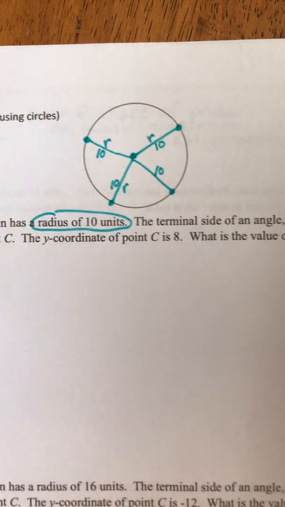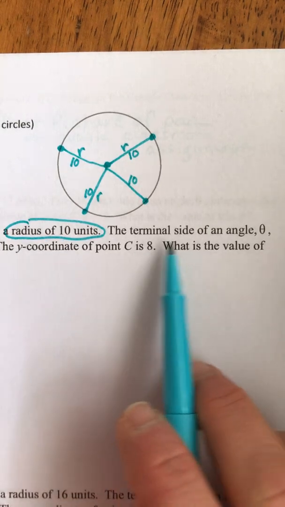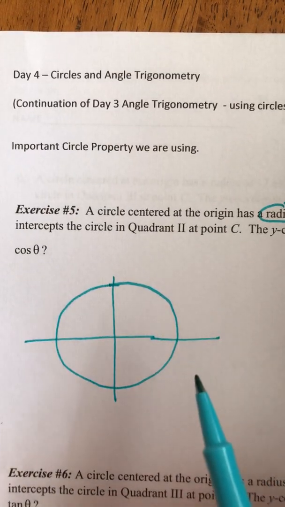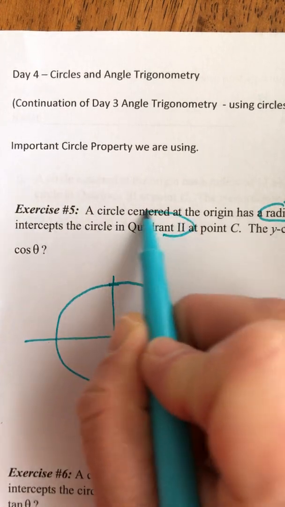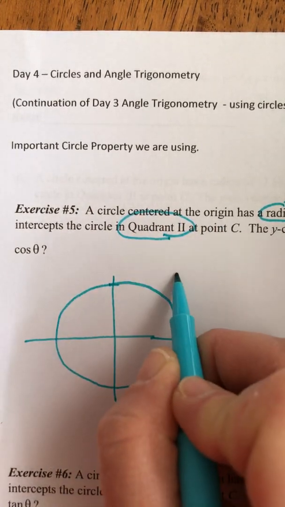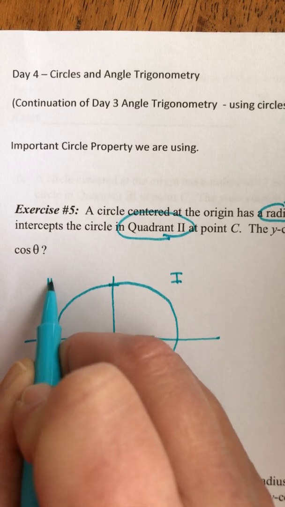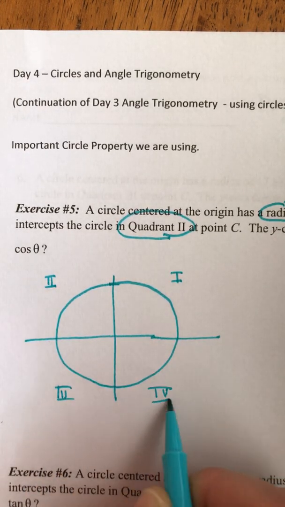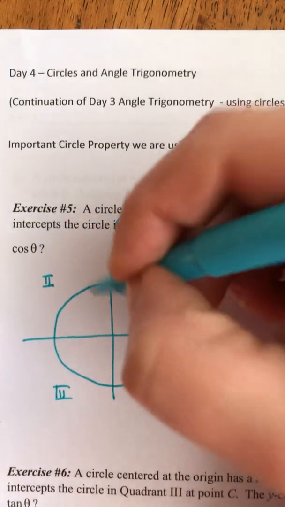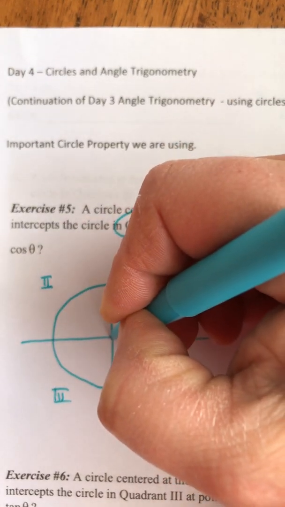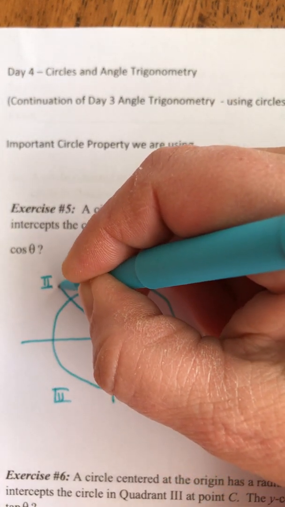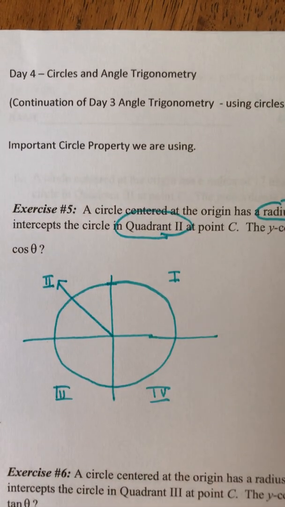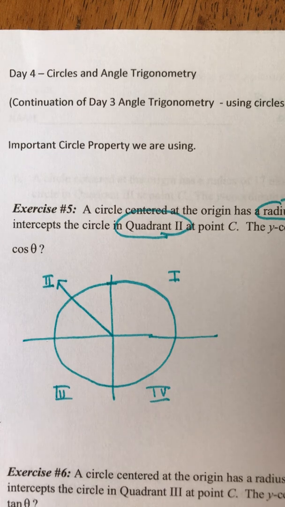So the next thing says, the terminal side of an angle theta intercepts the circle in quadrant 2. So that's another key point that we need. This is quadrant 1, this is 2, this is 3, and this is 4. So we're going to draw our terminal ray from the origin anywhere we want, usually up the middle, in quadrant 2. Okay? Now, we have our terminal side.